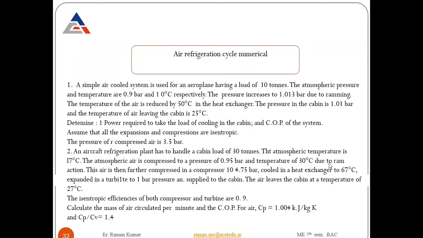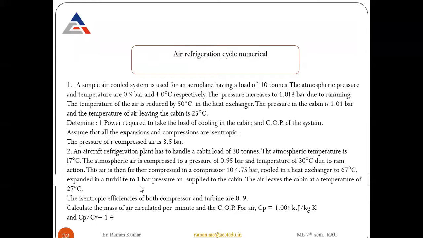30 tons. The atmospheric temperature is 70 degrees centigrade. The atmospheric air is compressed to a pressure 0.95 bar and temperature 30 degrees centigrade due to ram action. This air is then further compressed in compressor to 4.75 bar only. No, not 10. It is 4.75 bar. Okay. Cooled in heat exchanger to 67 degrees centigrade.